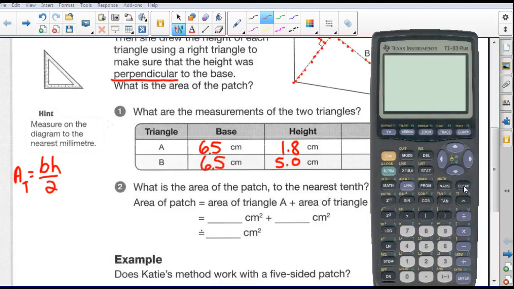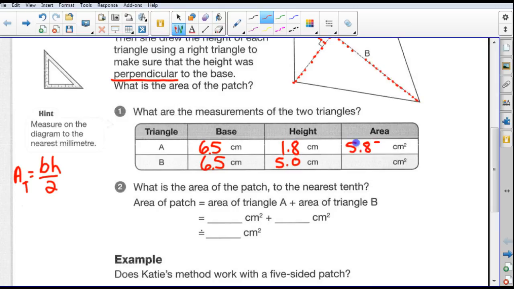Okay, so for triangle A, the base is 6.5. Multiply that by the height, which is 1.8, and I hit equals, and then I'm going to divide that by 2, and I get the area of triangle A is 5.85 centimeters squared.